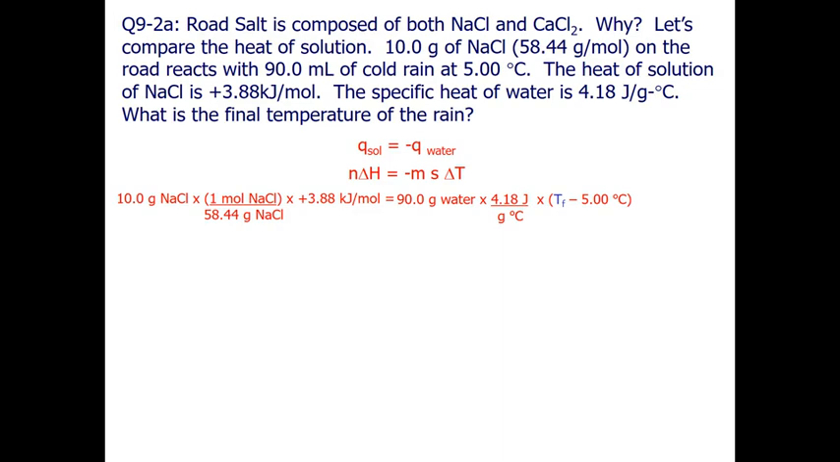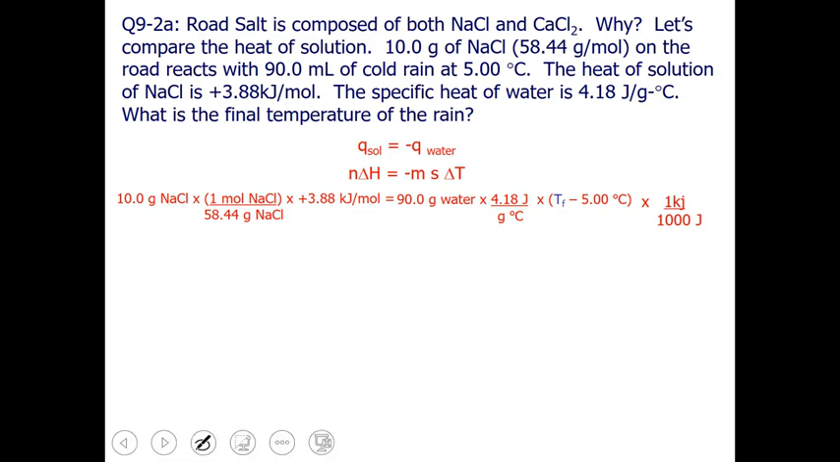Our goal is to find the final temperature of the rain, so that is the variable I don't know, T_f. But I know the initial temperature of the rain is 5 degrees Celsius. So now it's just a matter of solving the math, except for one small detail. You notice that the heat of solution for water is going to be in units of joules. So let's make sure we convert from joules to kilojoules so that we are setting both sides equal to each other in the same units.